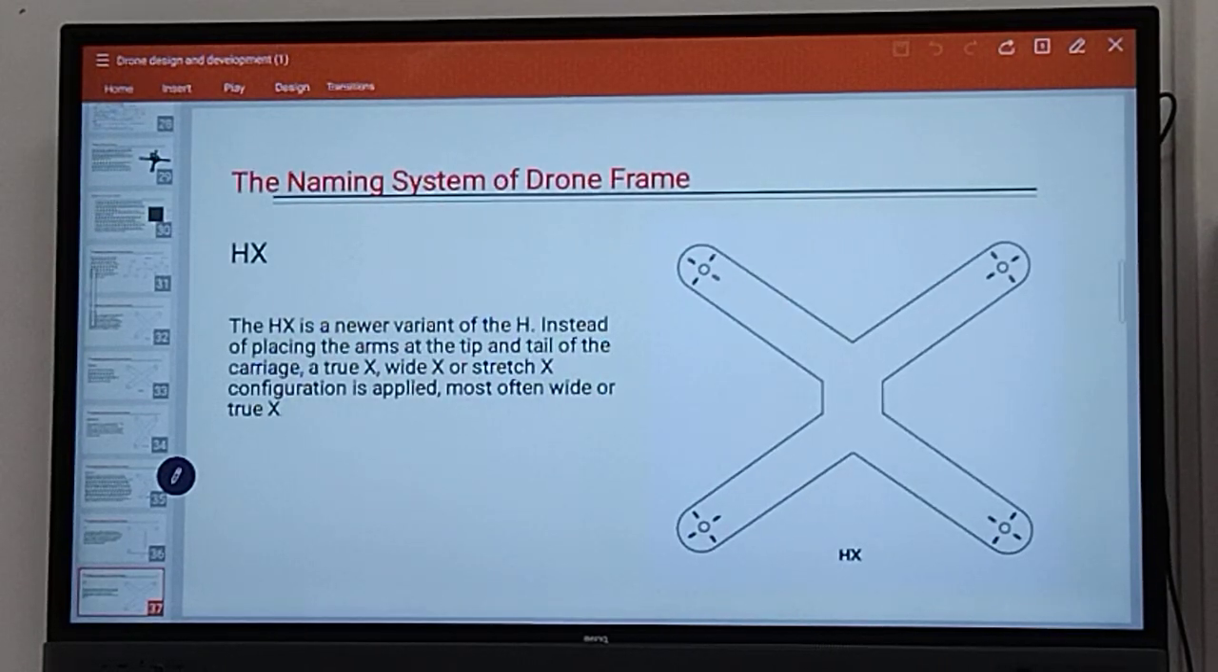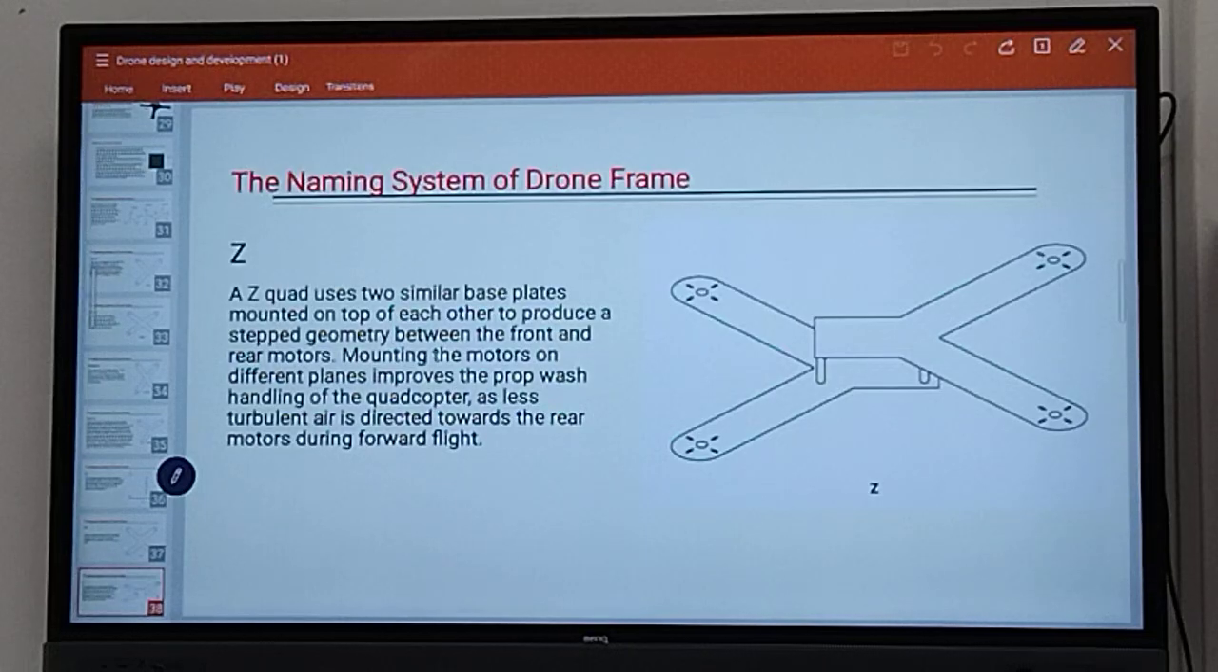Then HX. HX is a newer variant of the H. Instead of placing the arms at the tip and tail of the carriage, the true X, wide X or stretch X configuration is applied, most often wide X.